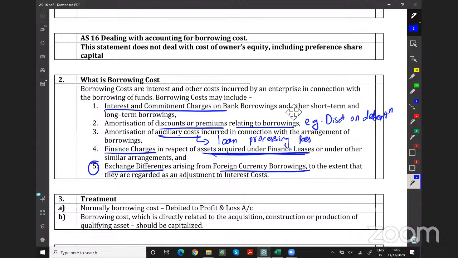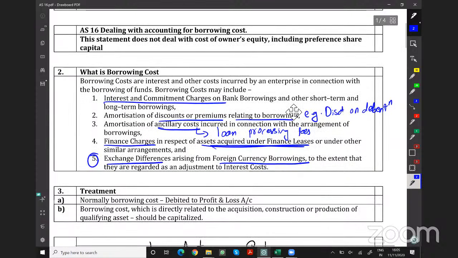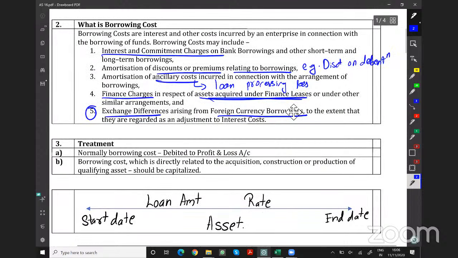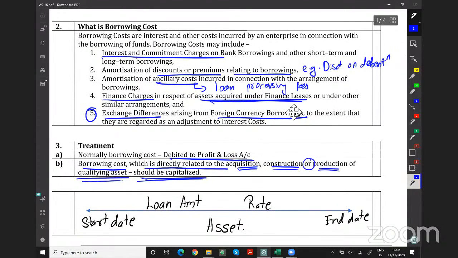So what is the treatment of borrowing cost? Normally debited to profit and loss account? Yes. But borrowing cost, which is directly relating to acquisition, construction, or production of qualifying asset, should be capitalized. So normally borrowing cost is debited to profit and loss account. But in case of qualifying asset, they should be capitalized.